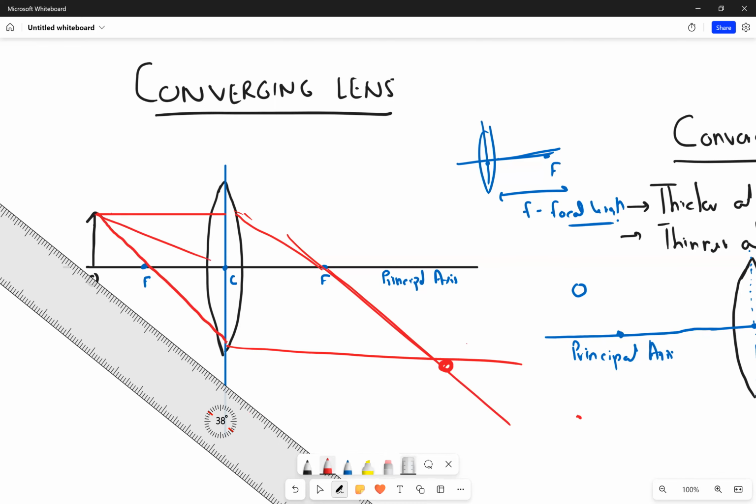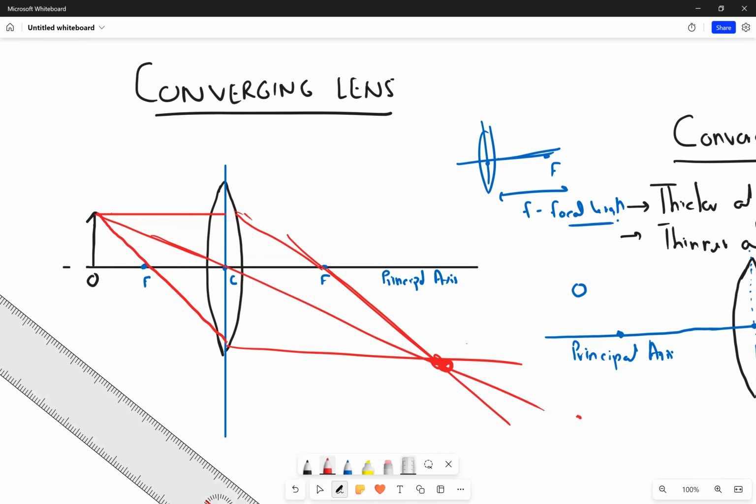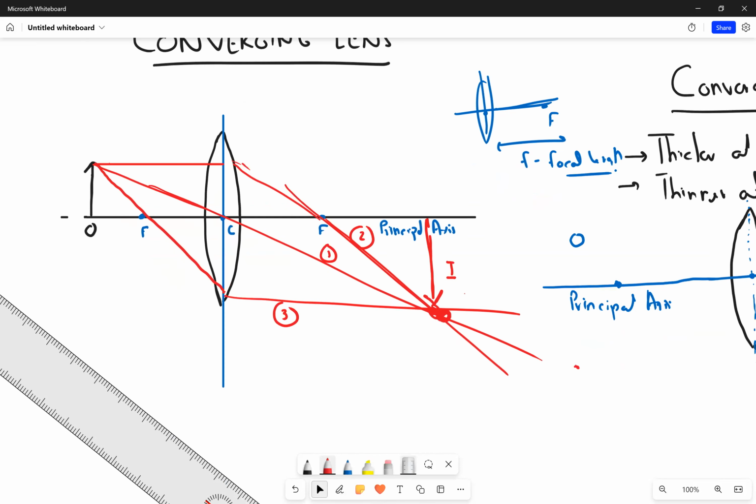Yeah, so this is a common meeting point. When you draw these three lines, this is your first line, this is your second line, and this is your third line, okay? These are called rays. And the point where all of these rays meet is the image with a downwards arrow. This is your image. So how would you describe this image?